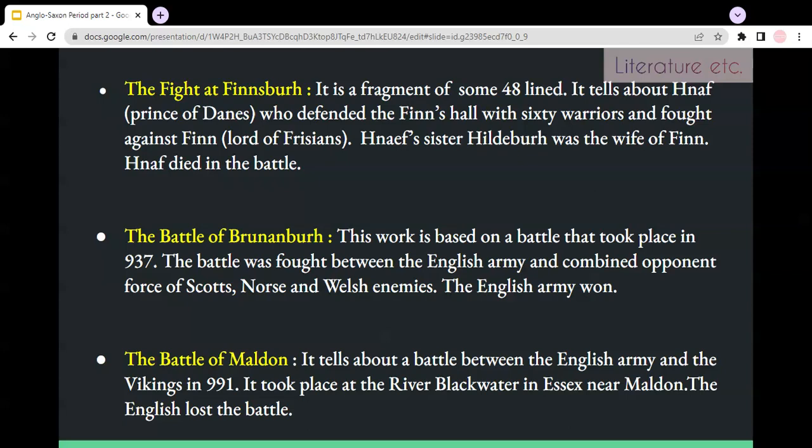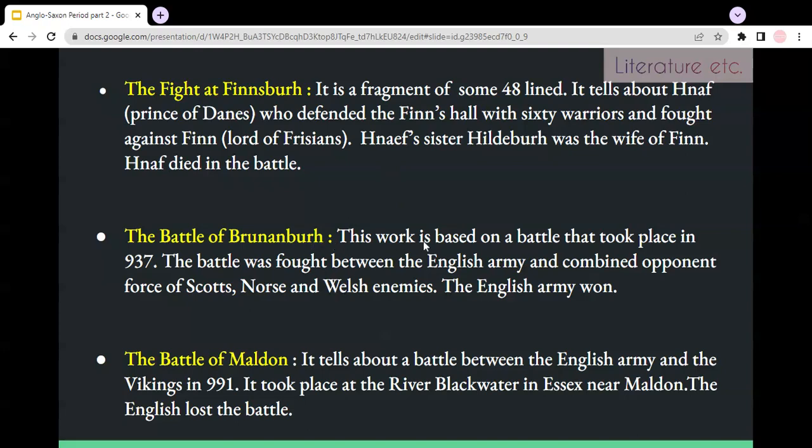Okay, so Hnaef died in the battle, but as it is a very little fragment, we cannot be sure about the exact poem. There are many interpretations of the fragments, and there is a famous Finn episode. It is an episode, a part in the famous poem Beowulf. You might have Beowulf in your syllabus, so I will surely make part by part videos on Beowulf with contextual references. Okay, the Battle of Brunanburh.